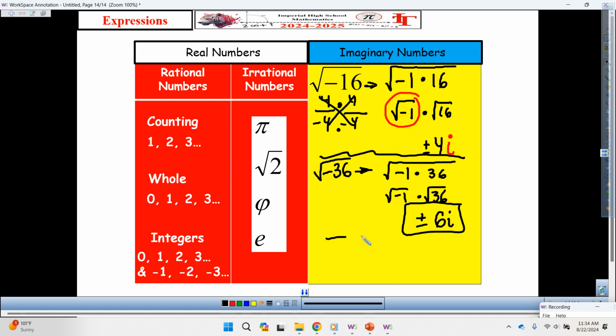Let's do another one. One more. Square root of negative 81. See if you can go a little bit faster now.